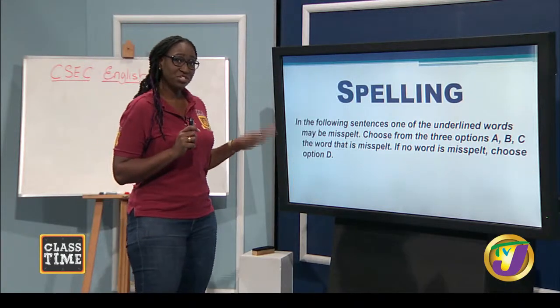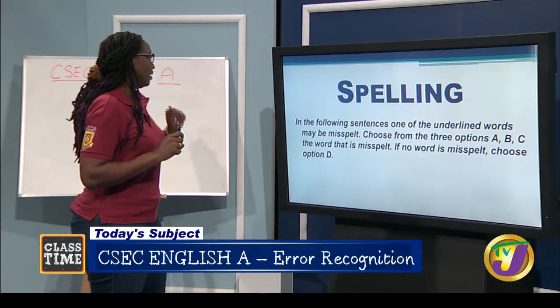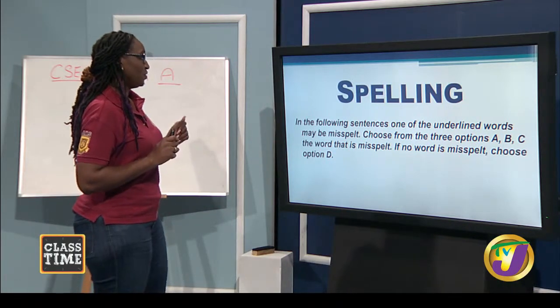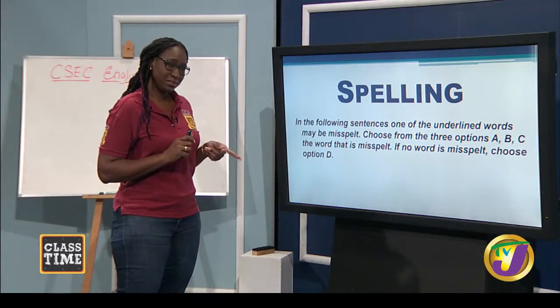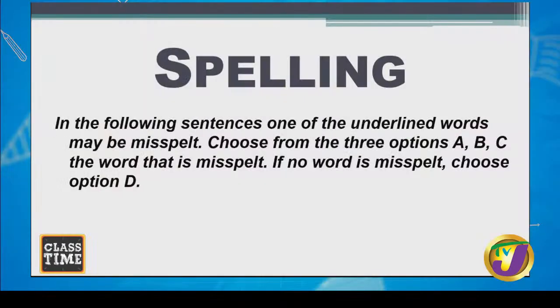So here are the instructions you're likely to see on the paper. In the following sentences, one of the underlined words may be misspelt. Choose from the three options A, B, or C, the word that is misspelt. If no word is misspelt, choose option D. So remember now, 3 words will be underlined. You're looking at which of the 3 is possibly spelled incorrectly. But if none of them is spelled incorrectly, then you choose D. All right, so let's go.